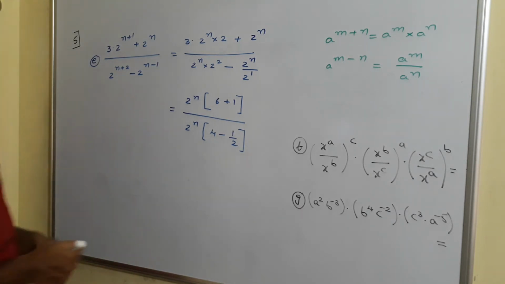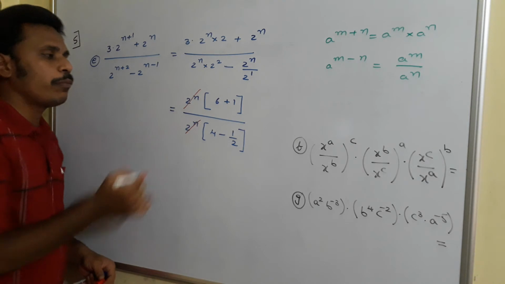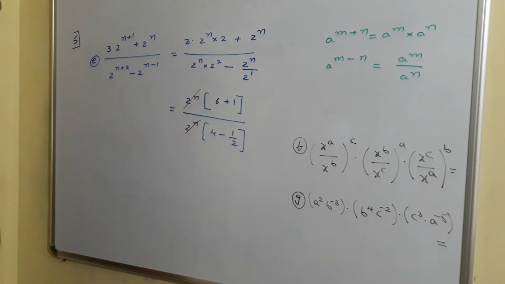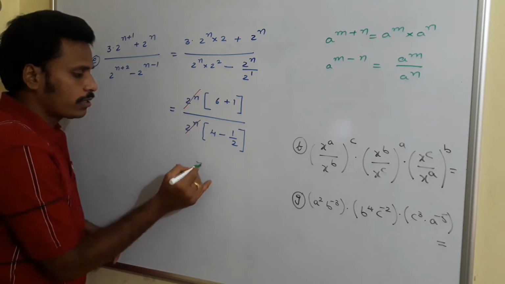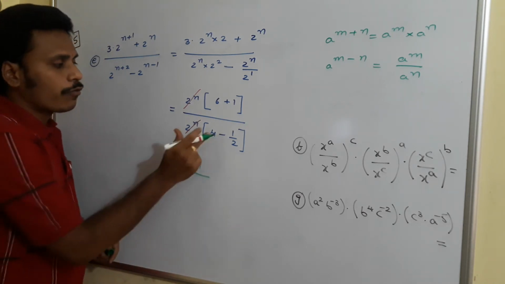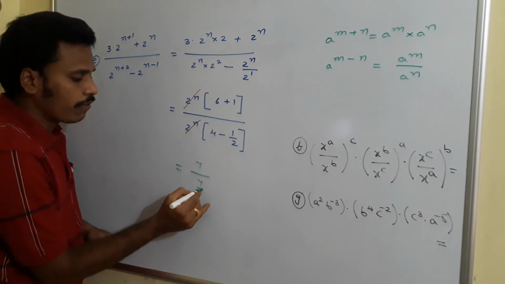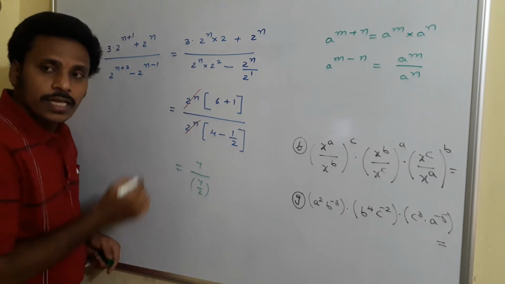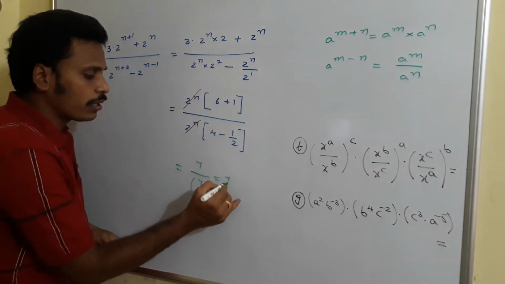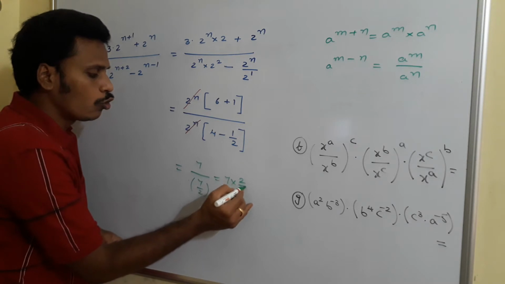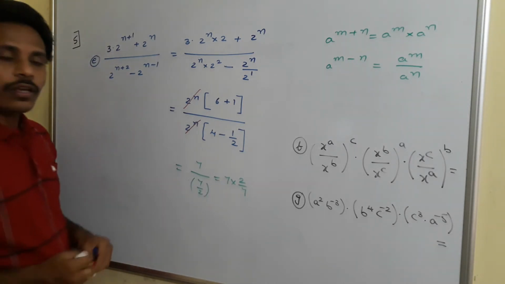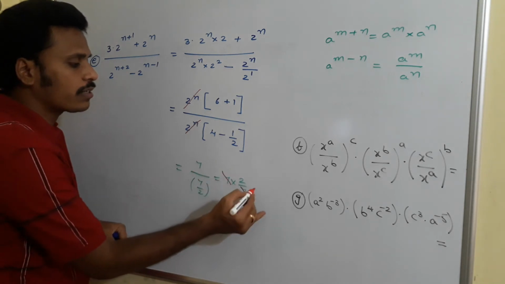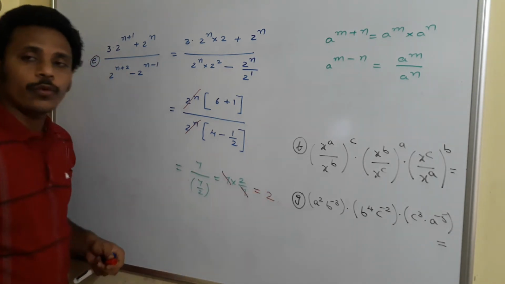And now you just cancel out 2 power n because it is there in both numerator and denominator. From there you just try to simplify. 6 plus 1 is 7 divided by 4 minus 1 by 2 is 7 by 2. Is it right? 7 divided by 7 by 2 is nothing but 7 into 2 by 7. Okay, again we have a chance to cancel out 7 and 7. You are left with 2 and your answer is 2.